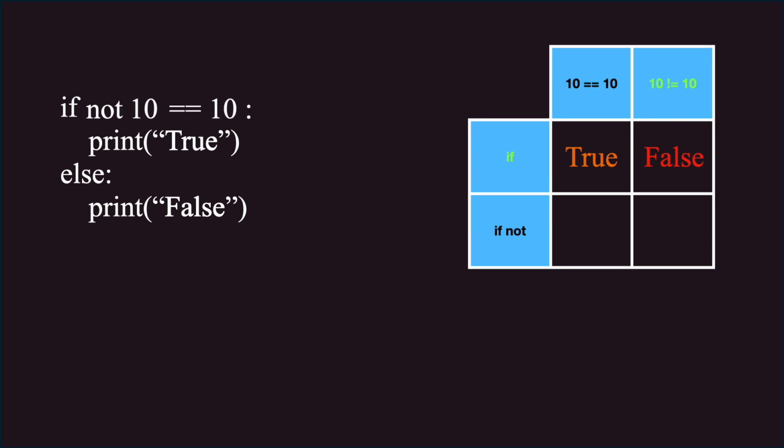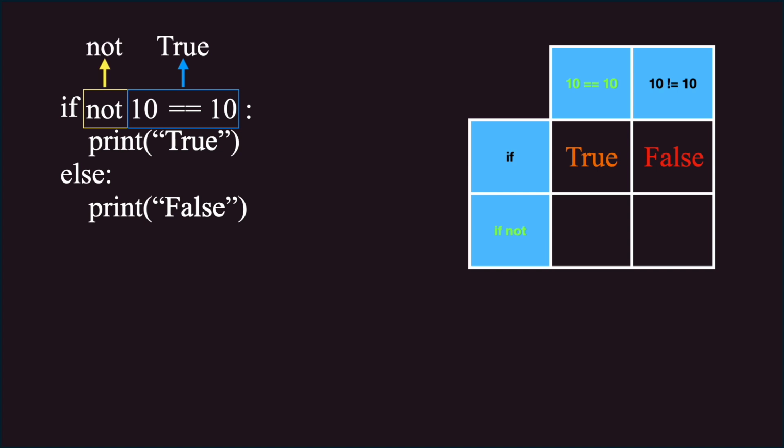For the next one, we have if not 10 equals 10. We check everything in the if statement and we have not 10 equals 10. Let's go ahead and split this up. So on the right, we just have 10 equals 10. We'll check this. We know it's true, but we also have not in front of it. So essentially inside our if statement, we have not true. Now if something is not true, then it must be false.